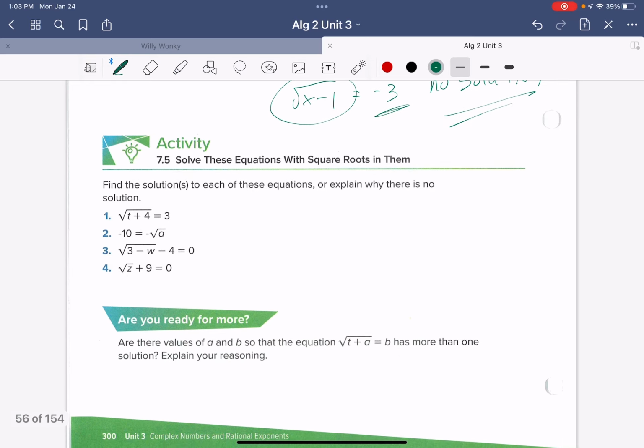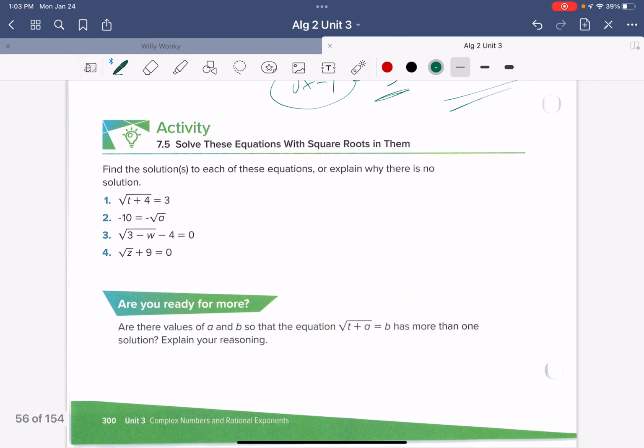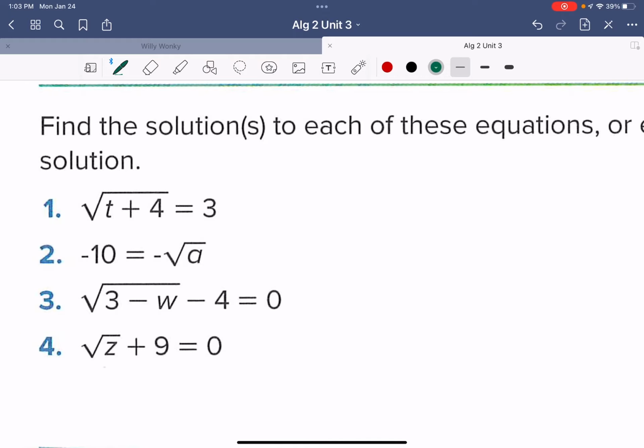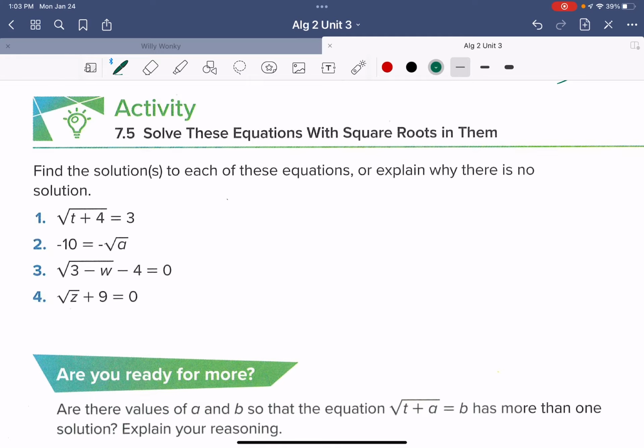Now we're supposed to practice solving these together, and I believe the next page. So we're going to solve each one of these. All right, so here we go. We're going to focus in on this to solve these. Number 1, first step. I'm going to copy it down first.